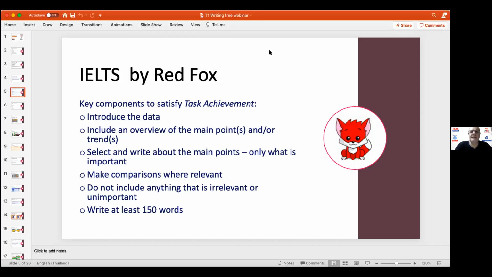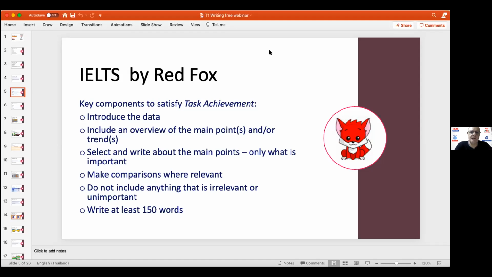Then we need to select and write about the main points, including only what is important. This is your task, to select and report the main features. So we don't want things that are insignificant or unimportant. If you write about everything that you see, you're not complying with the instructions. You're not then highlighting the importance, the important features, the main points. You're not doing that.